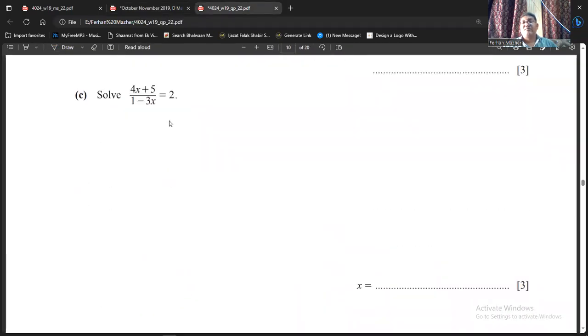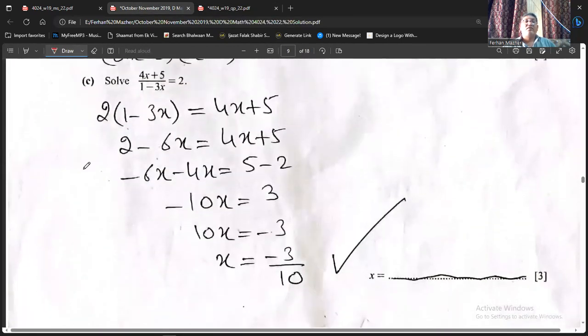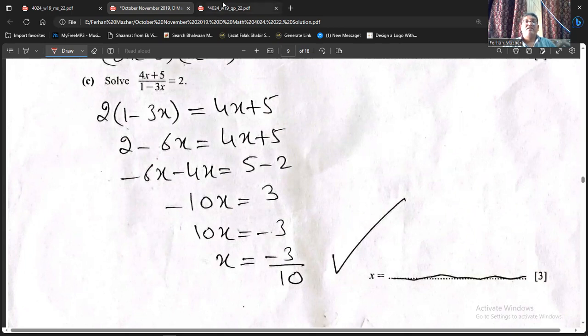That's question number 6, part C. Here he says solve. Here we have an algebraic fraction equal to 2. Just cross multiply here and you will be able to solve it. So you will have 2(1 minus 3x) equals 4x plus 5. That will be 2 minus 6x equals 4x plus 5. That's minus 6x minus 4x equals 5 minus 2, and minus 10x equals 3. So 10x equals minus 3. X will be equal to minus 3 by 10. So minus 3 by 10 is the answer, which is the right answer, sir.